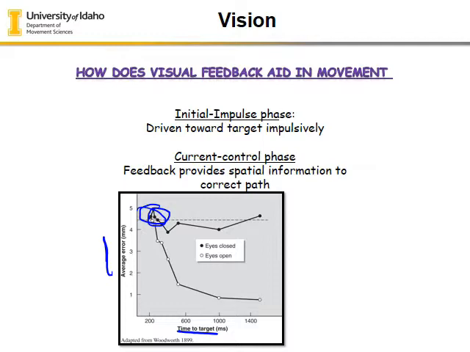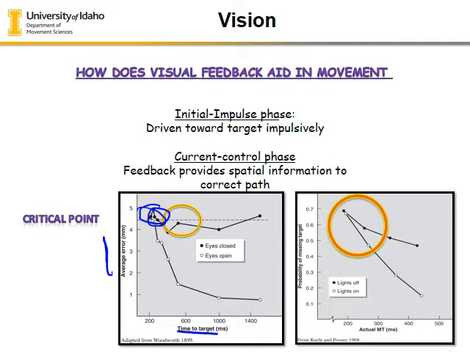So how does this visual feedback aid in movement? You have the initial impulse phase, driven toward the target impulsively. Then you have the current control phase, and that feedback provides spatial information to the current path. Some of the studies, and this one was Woodworth in 1899, show the idea.